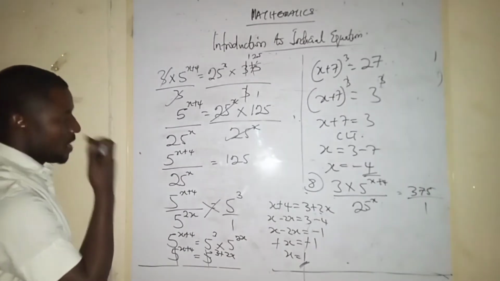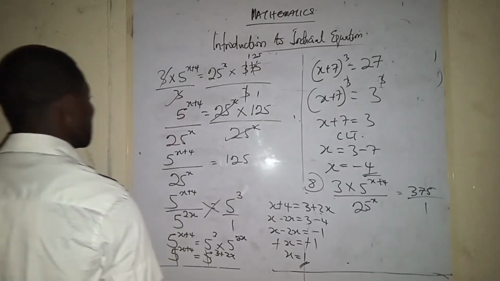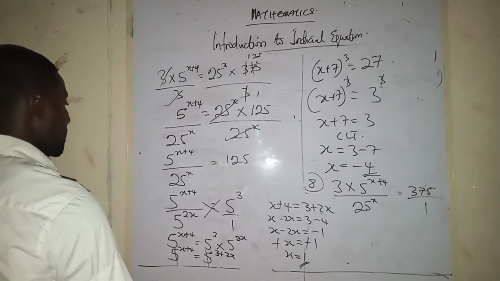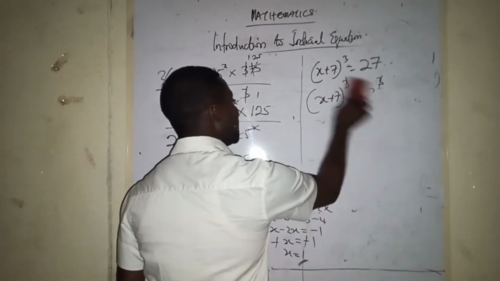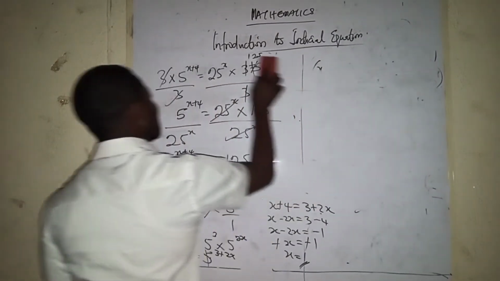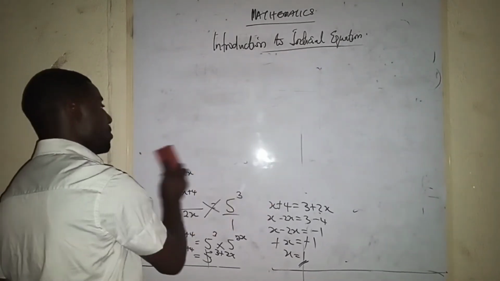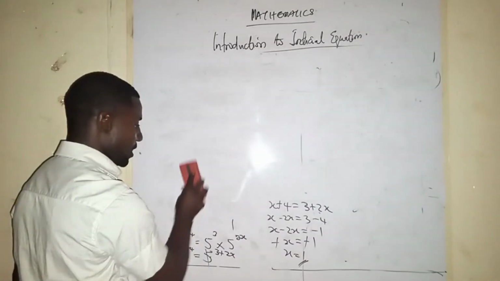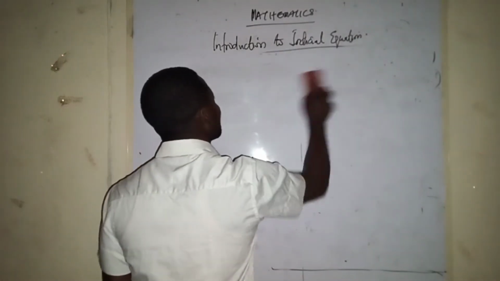Okay? We have solved 8 examples now. I'll be giving us another example to make it 9. And after that one, I would end the class, so that in our next class, I'll be bringing in more complex indicial equations. Okay, let's take it.